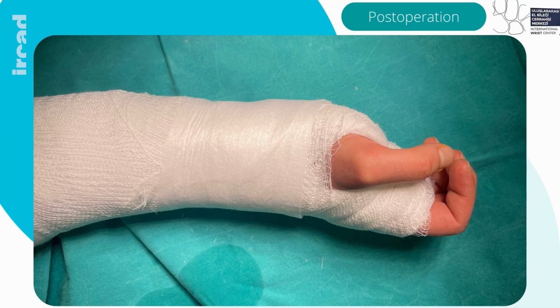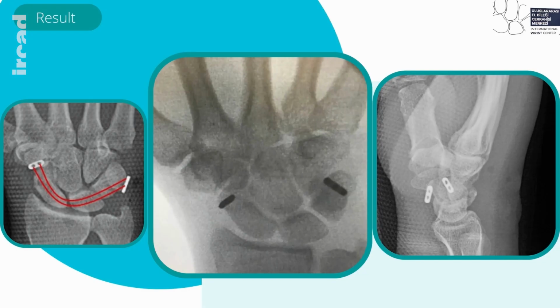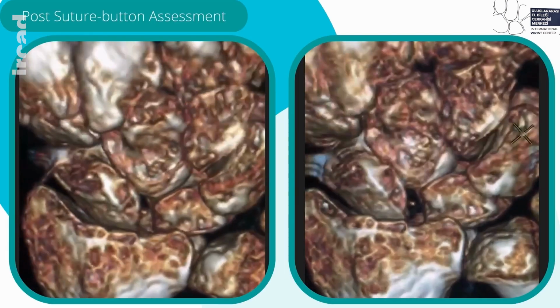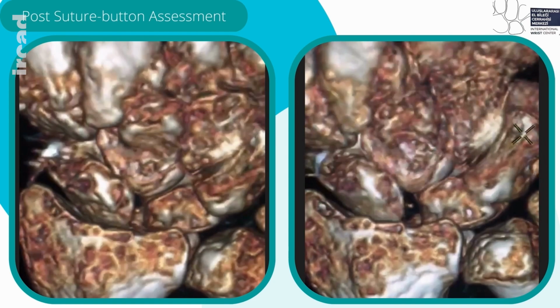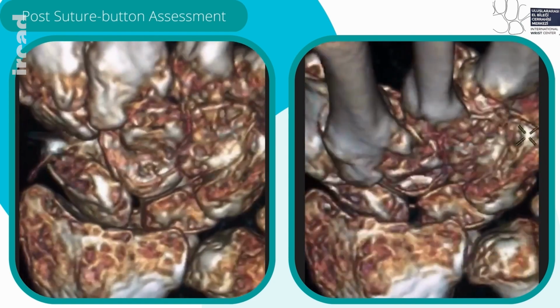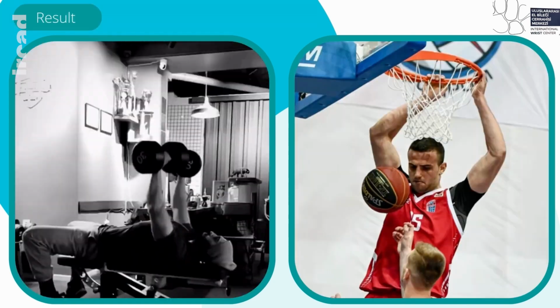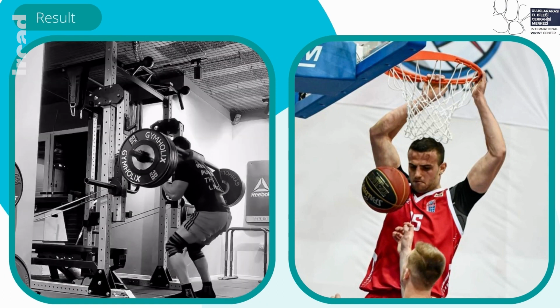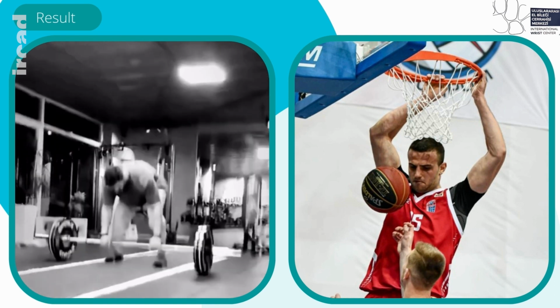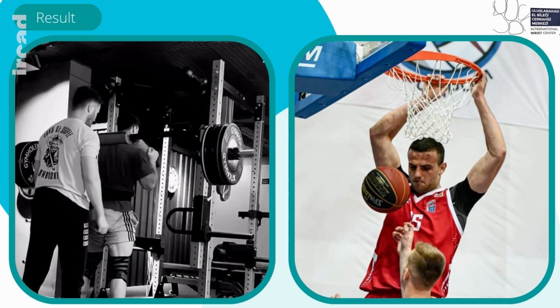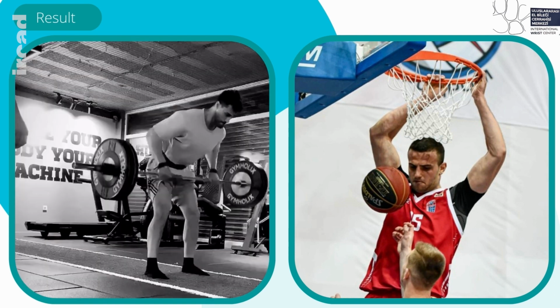Post-operatively, we apply a cast for 3 weeks followed by 3 weeks of splint. This is the final radiograph image post-operative. This is the dynamic 4D assessment post-operative showing restoration of SL dissociation. This is our patient, a fitness instructor, currently able to return to work and lift heavy weights. The other patient is a basketball athlete who could return to sport after this operation technique.